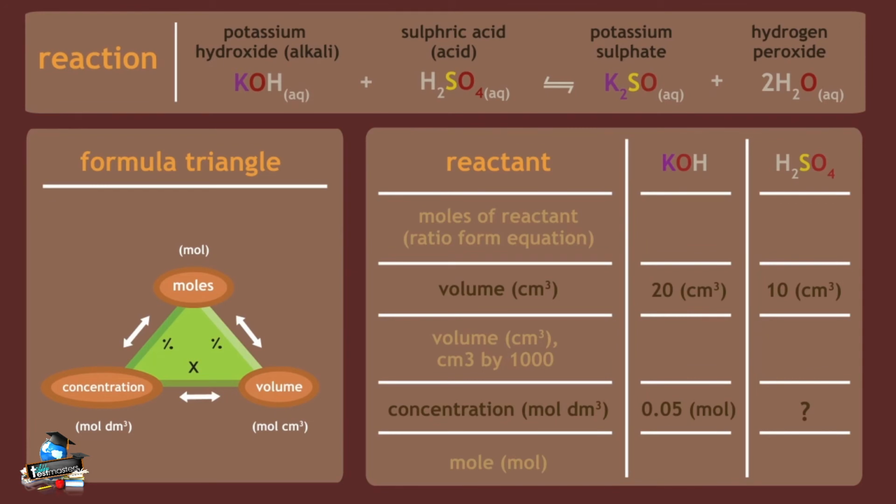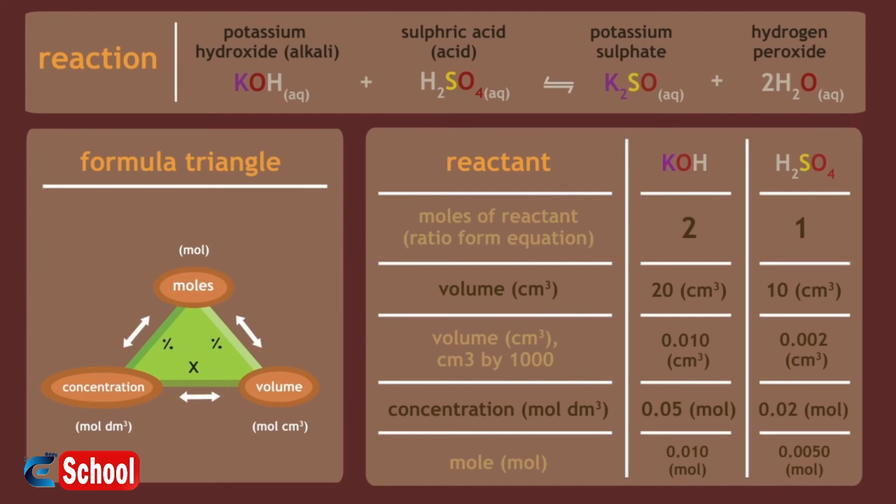Your completed table should look like this. The correct answer is that the concentration of the acid is 0.02 moles per decimetre cubed. Note there are half the number of moles of acid because the ratio in the equation is 2 to 1, where there are 2 moles of potassium hydroxide and 1 mole of sulfuric acid. Did you get it right?